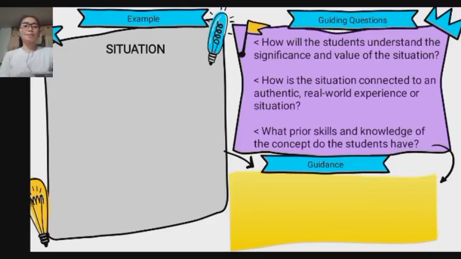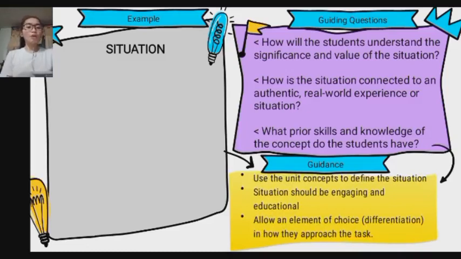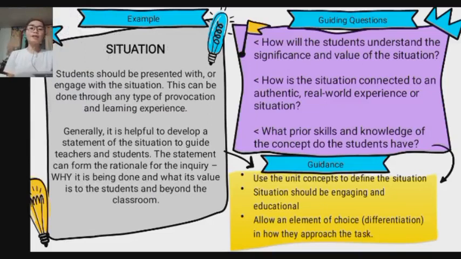Next, situation. The guiding questions in crafting a situation are the following. How will the students understand the significance and value of the situation? How is the situation connected to an authentic, real-world experience or situation? And what prior skills and knowledge of the concept do the students have? So we have here the guides. Use the unit concepts to define the situation. The situation should be engaging and educational, and it allows an element of choice or differentiation in how they approach the task. So we have here an example.